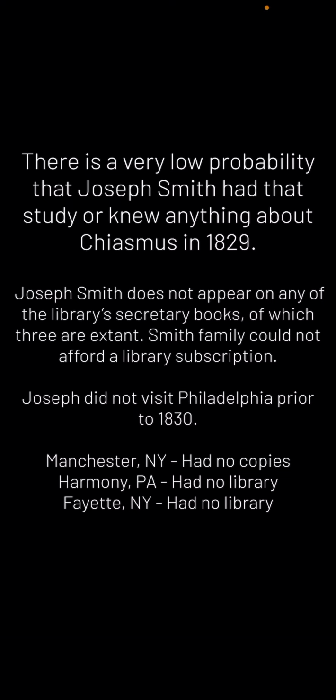Joseph's name doesn't appear on any library records at the time. He couldn't afford a library subscription at the time. Joseph didn't visit Philadelphia prior to 1830. Manchester, New York, where Joseph lived prior to translation, had no copies of the book, and Harmony, Pennsylvania, and Fayette, New York, where Joseph translated, had no libraries.